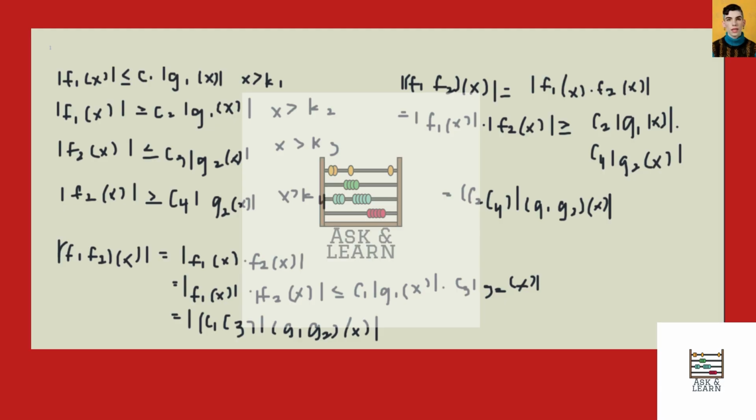So by the definition of the big theta notation, f1f2(x) is Θ(g1g2(x)).